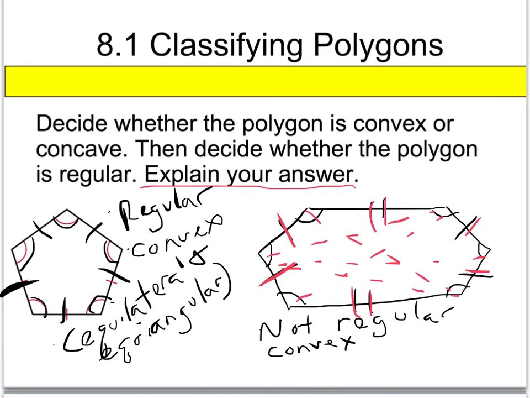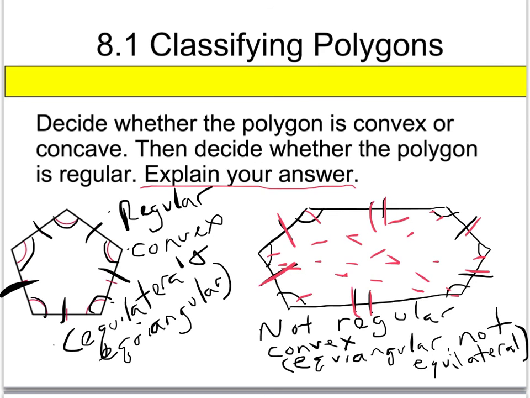We know that we have all angles the same. We know that this is an equiangular shape. Then looking at the sides, it is not going to be equilateral. So, not equilateral. Okay, so right there you can put that in parentheses if you'd like.